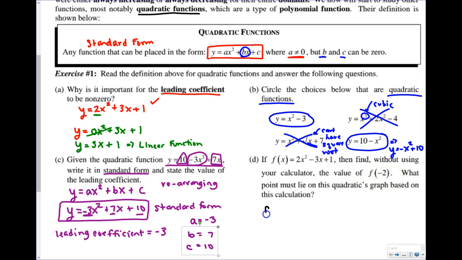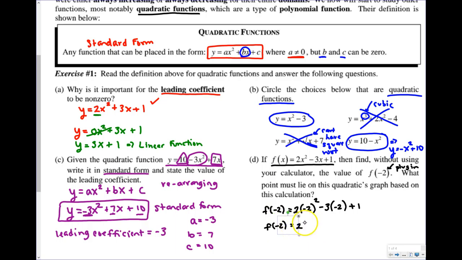So f of negative 2, remember this notation comes up a lot. This notation means that you plug in the number in the parentheses. So I have f of negative 2, here's my original equation. Instead of x, I'm going to plug in negative 2. And this becomes squared. And then minus 3, and for this x, I'm going to put in negative 2, and then plus 1. So I'm just replacing the x's with negative 2. And now I'm going to simplify.